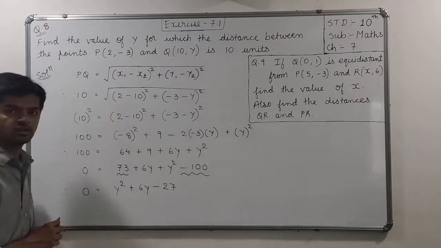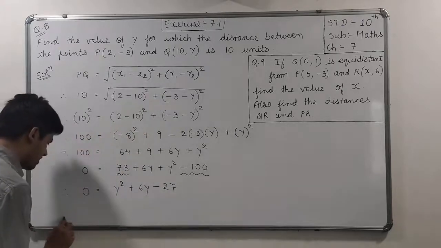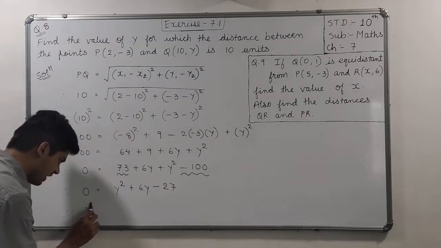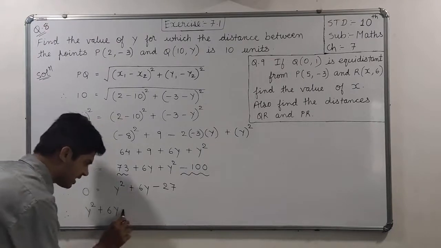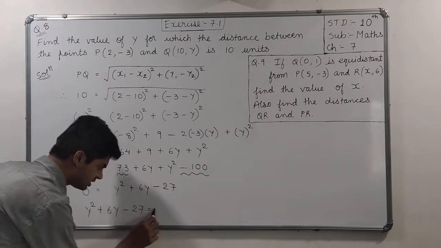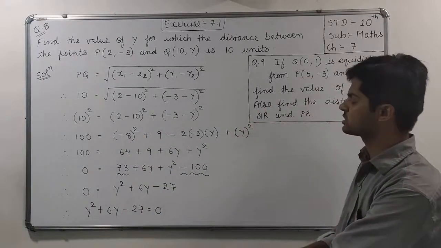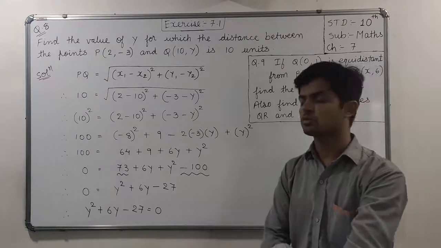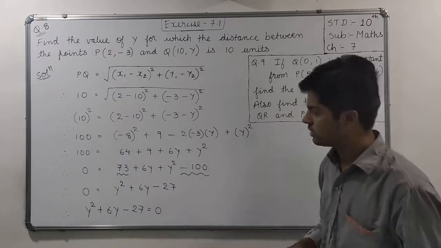यहाँ पे क्या आ जाएगा? Minus. Right? So for us, we got one quadratic equation. That is y square plus 6y minus 27 is equals to 0. Right? We got this quadratic equation. Now we are going to solve this quadratic equation. We know only how to solve, right?